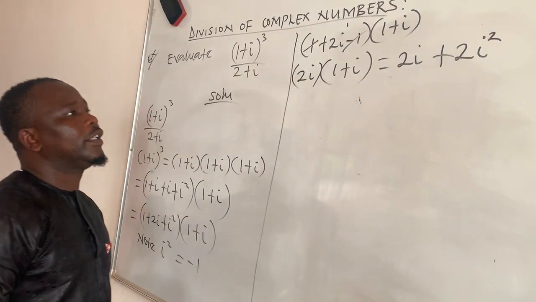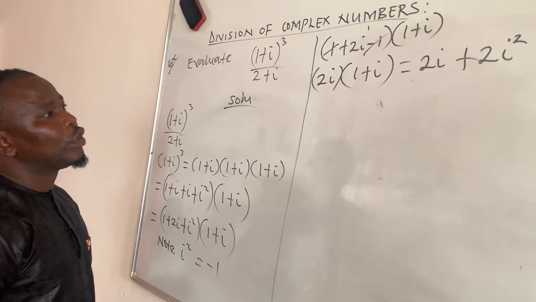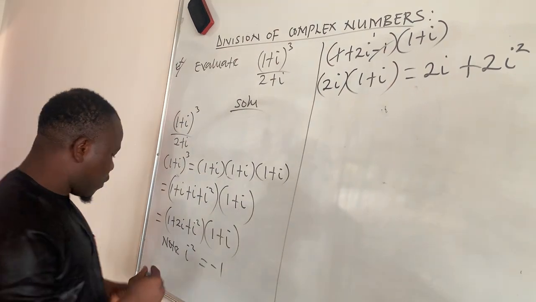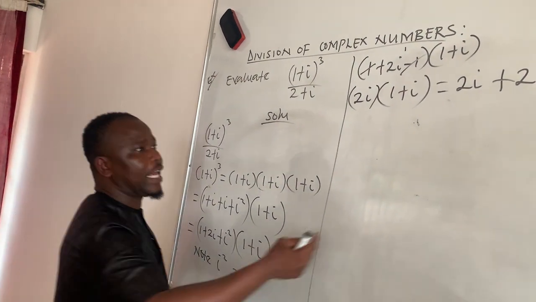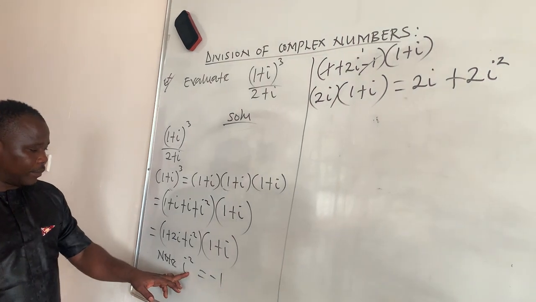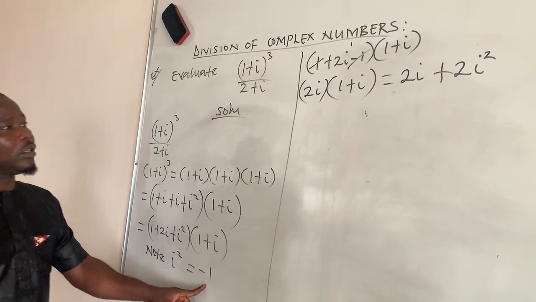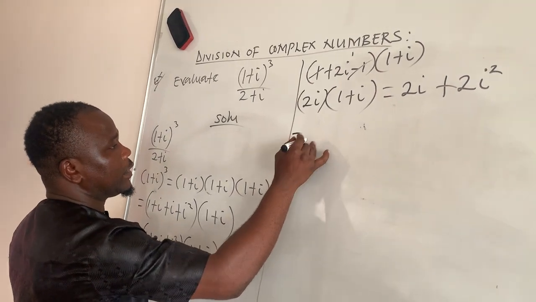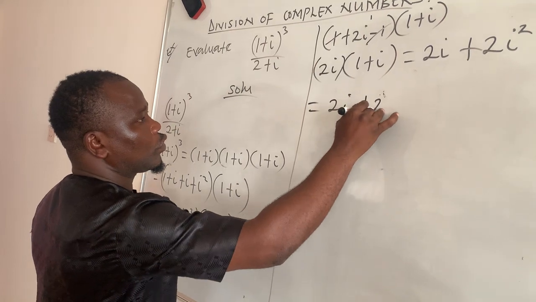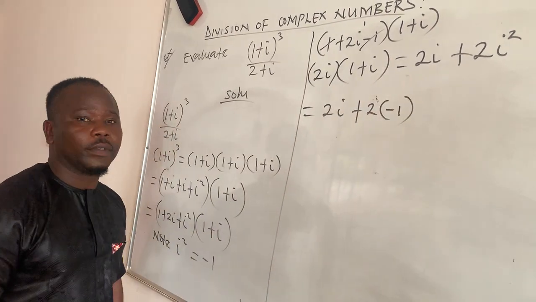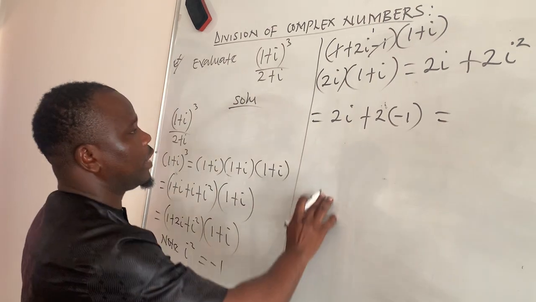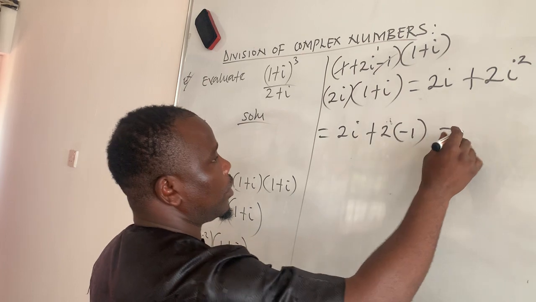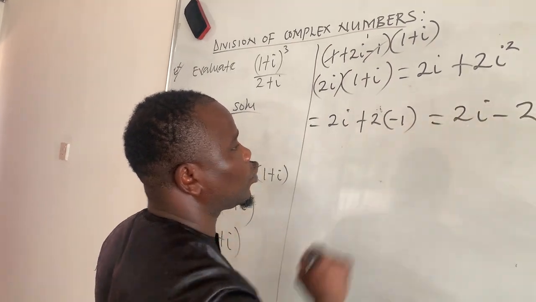2i squared. Okay. So now what we will do here is come back to this again because we are seeing i squared. Note that i squared, in a complex number, is equal to minus 1. So we are going to write this as 2i + 2 times (-1). So this is the same thing as 2i plus, use this 2 to multiply out this bracket. We are going to have 2i - 2.